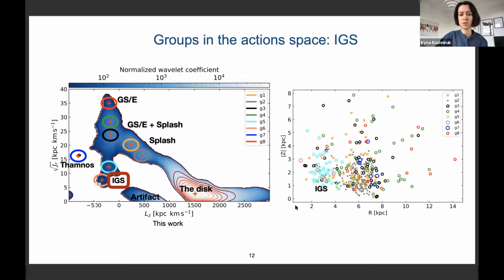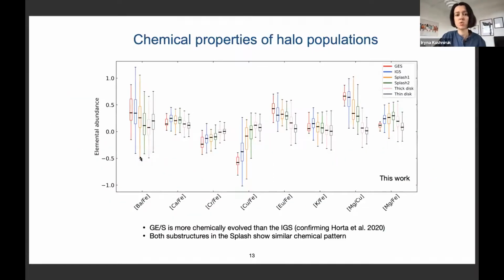And to answer questions like that, and also how chemically different these two populations in the splash are, we show box plots for different elements from the GALAH survey for different populations. So this is Gaia Enceladus sausage, inner galaxy substructure, splash 1, splash 2, thick disk, thin disk. But that's just one part of the plot. We have more elements, and let's look at the alpha elements.